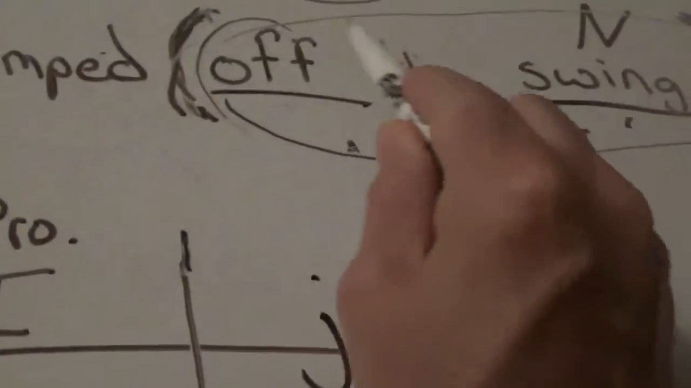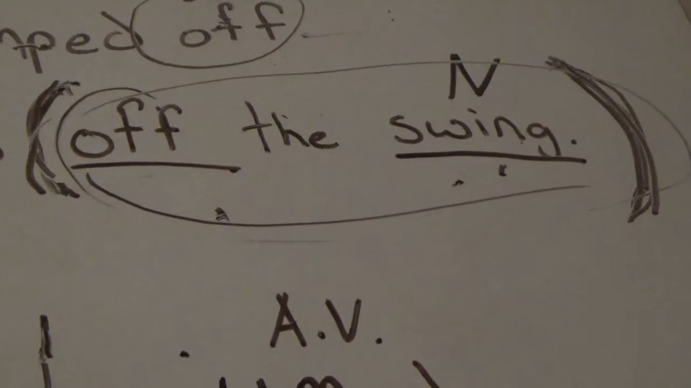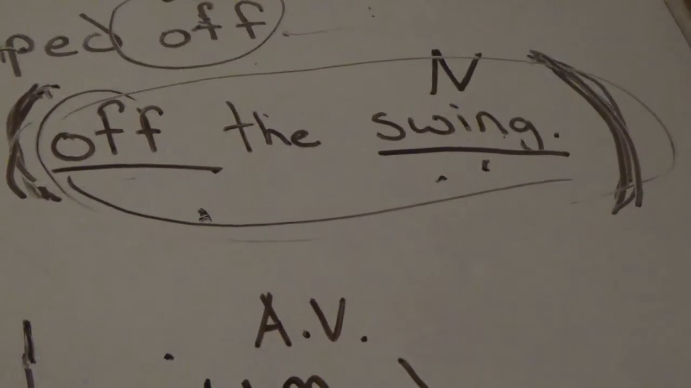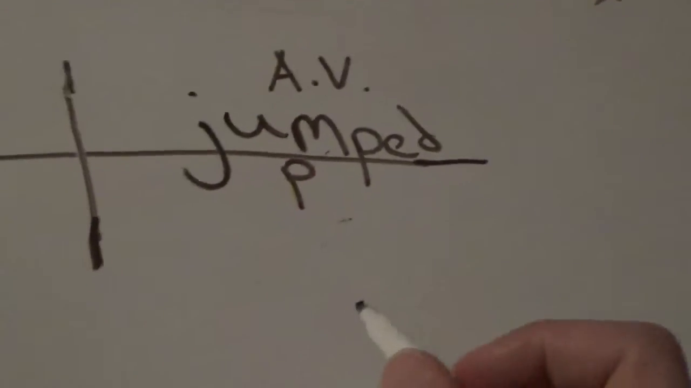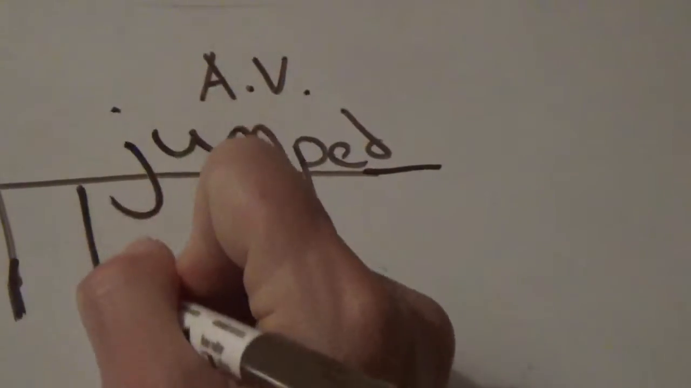Now, we can look at the rest of the sentence. We have off the swing. So remember, the words in a prepositional phrase work together to modify. So that means they're going to work together functioning as either an adjective or an adverb. So what does off the swing modify? It modifies jumped. Jumped where? Off the swing. So off the swing is going to be diagrammed like this under jumped.